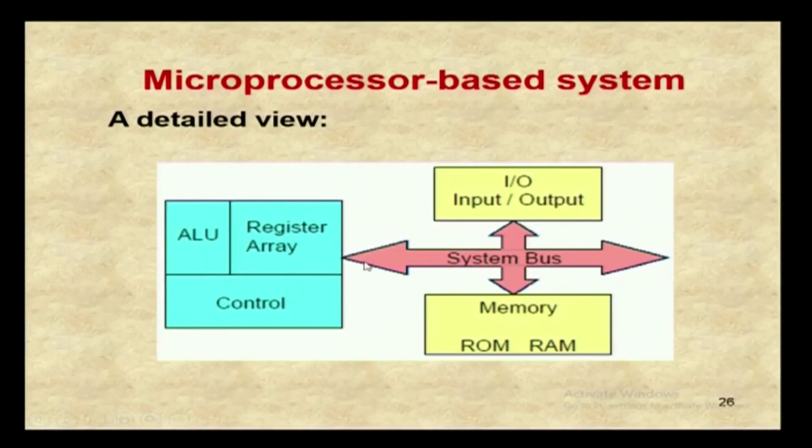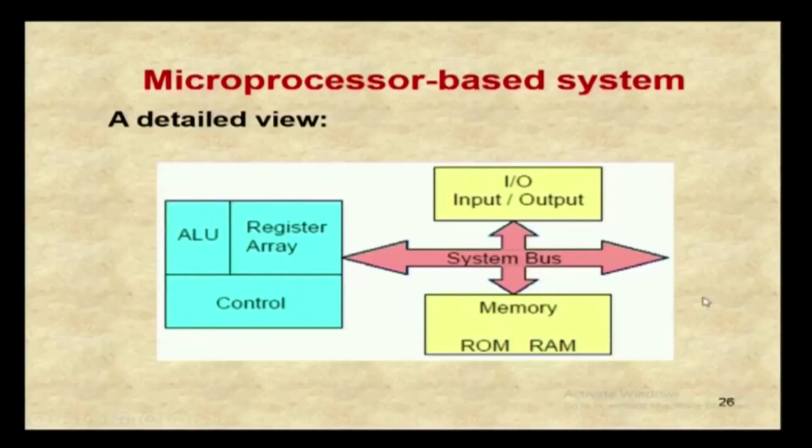Data generally consists of 8 bits. For each bit there will be one line, one electrical connection. These are called the bus. This bus will connect the memory, input output devices and so on. This is the processor, and this is the input output unit. An 8-bit processor means 8 lines will be there, a 16-bit processor means 16 connections. Together, whether 8 or 16 or whatever, they are called the system bus. This is the detailed view of the microprocessor based system.